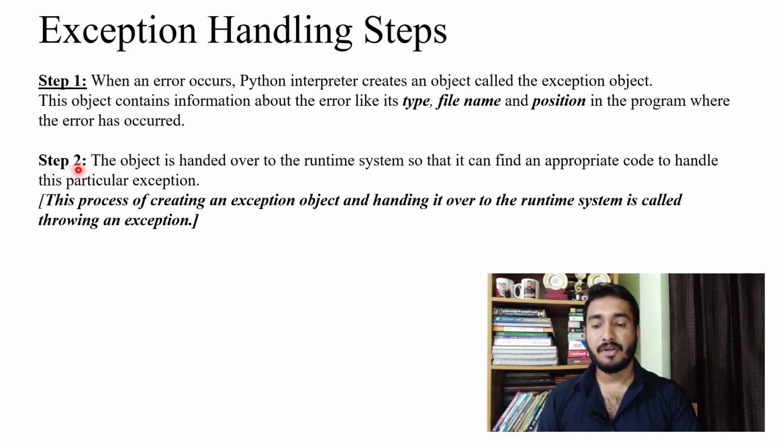What is step 2? This object is handed over to the runtime system so that it can find appropriate code to handle this particular exception. This process of creating an exception object and handing it over to the runtime system is called throwing an exception. After creating the exception object, that should be handed over to the Python runtime system, because the Python runtime system will search for the except block to handle the appropriate exception.